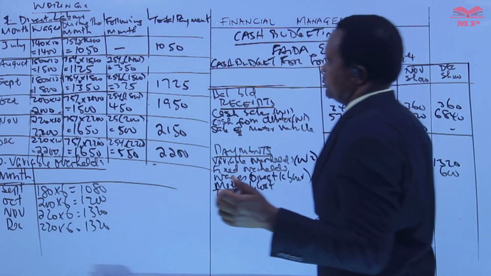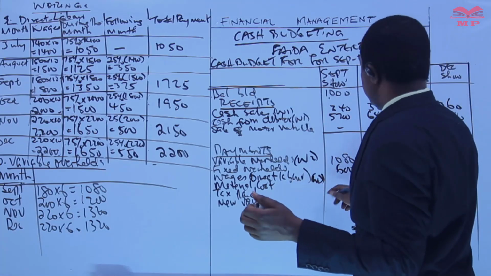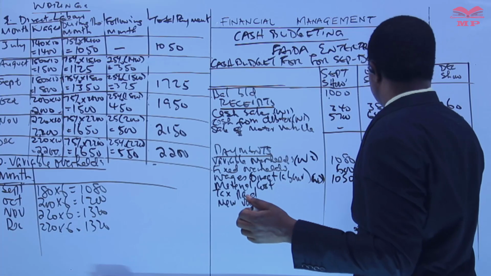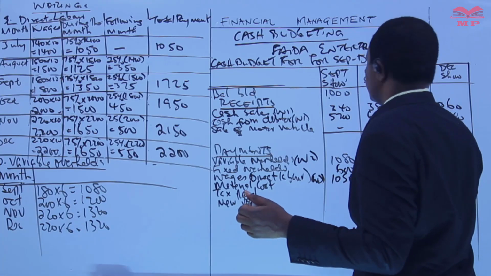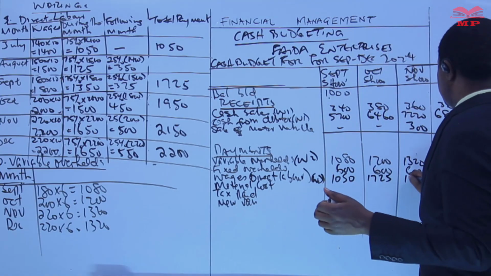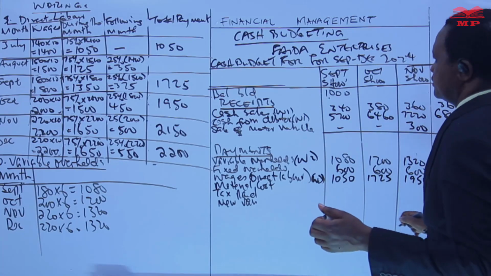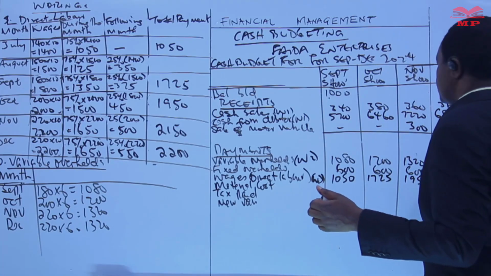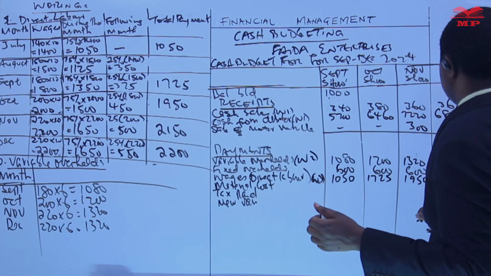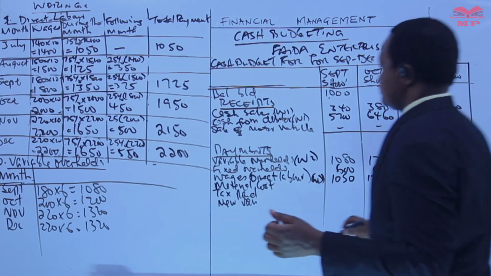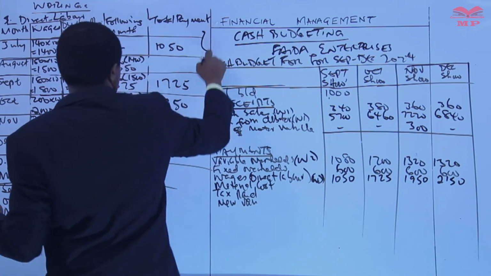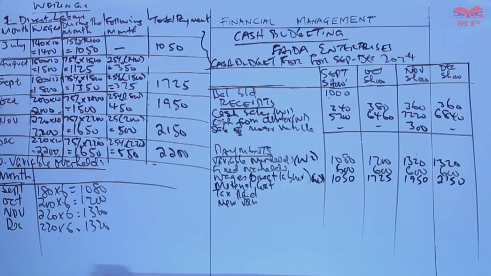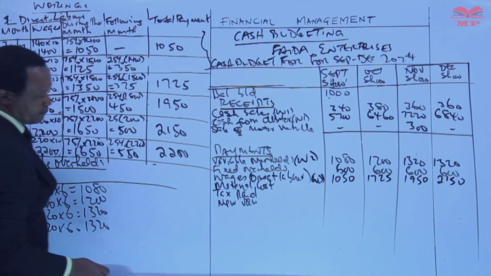Total wages in September 1050, 1725, 1950, 2150. That's it. These two are irrelevant. Don't waste time there. They are irrelevant. What else do we have?